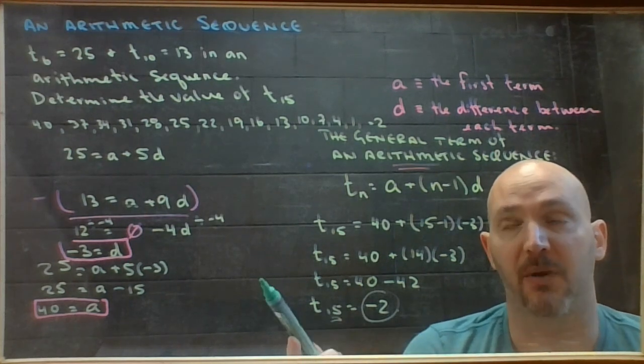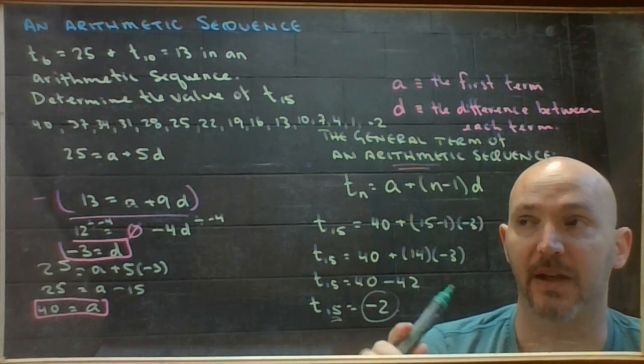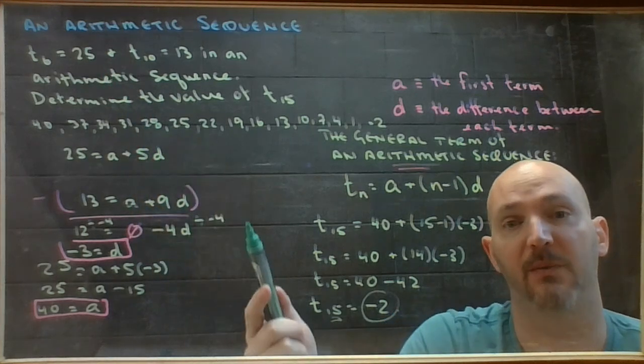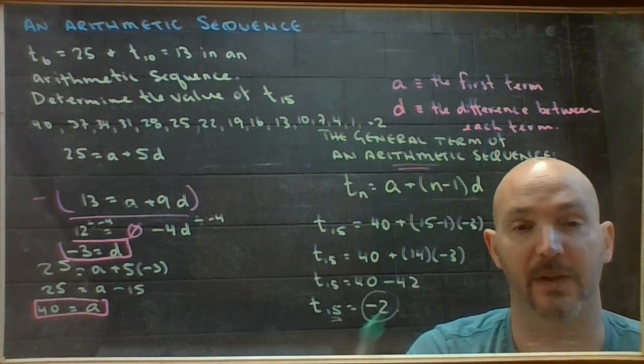So 2 types of problems: one where you're given the sequence and you have to get the A and the d value from there, or a type of problem where you're given 2 terms and you have to figure out the A and d that way in order to generate some random term.